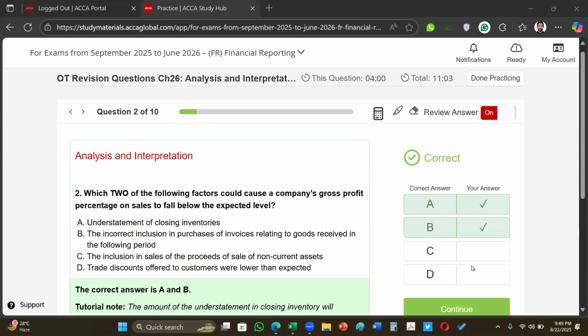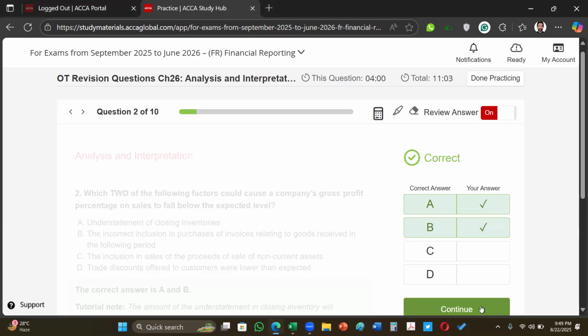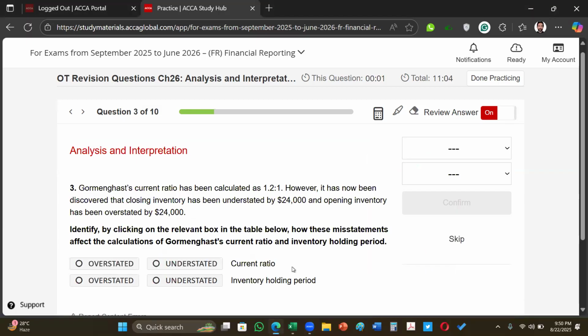Okay, so the next one is, we have this, now this one is a bit tricky. I will take this to Excel to explain it to you. Identify by clicking on the relevant box in the table below how these misstatements affect the calculation of the current ratio and inventory holding period. So we're looking at two ratios for this business.